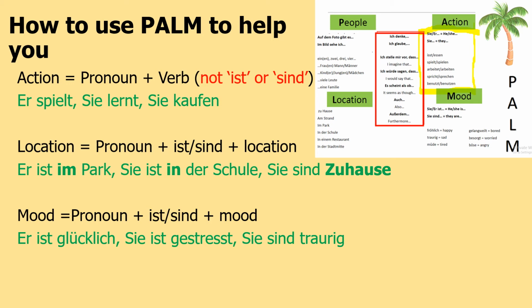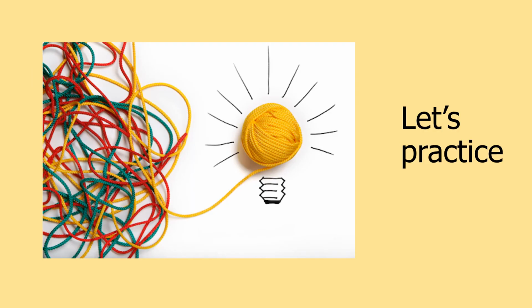So what you need to take away from this is when you go to the action part, we don't have ist or sind, and you need to double check your work to make sure that you haven't got that in there. Okay, so let's have a little go at practicing this. So you might want to have some scrap paper or a whiteboard if you've got one, or you can use the back of your planner. And we're just going to do a couple of translations.